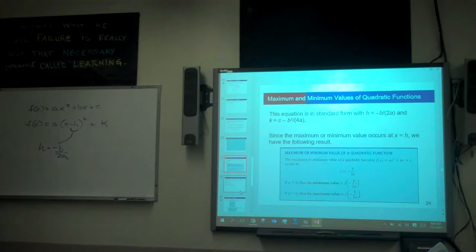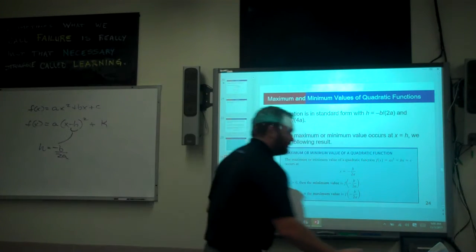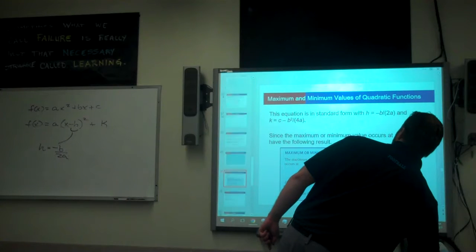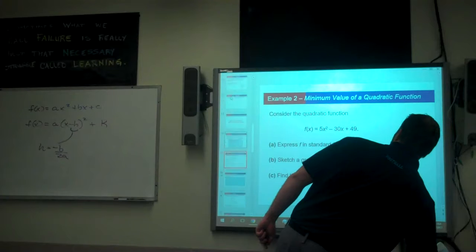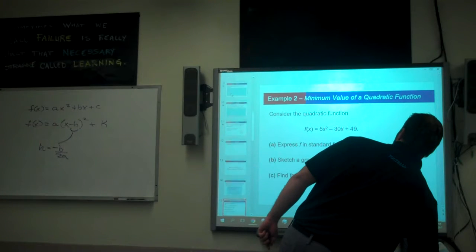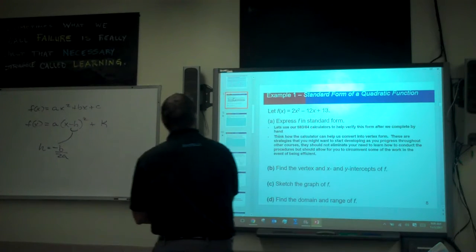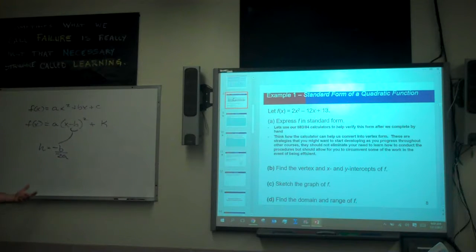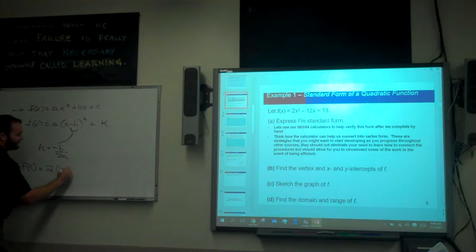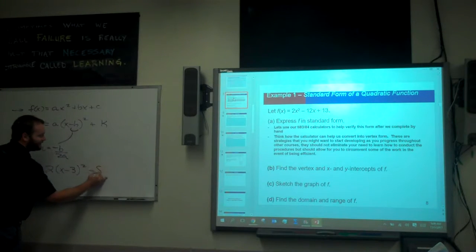Yesterday we had the example. Let's see if I can find it. We had this example here where we started in this format, and we worked through completing the square to get it in this format. And it turned out that f of x was equal to 2 times (x minus 3) squared minus 5.